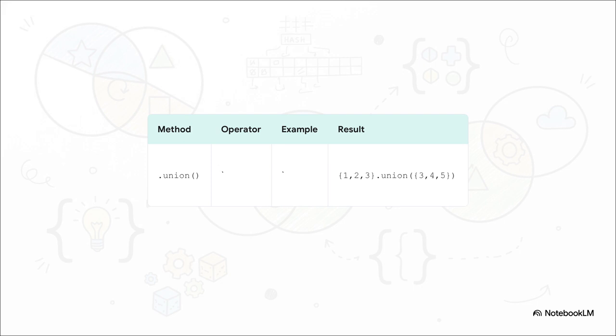And check out the example. See how the number 3 is in both of the original sets? But in the final result, it's only there once. That's the set doing its magic for you. It's perfect for when you need to combine two lists and just automatically get rid of any overlaps.